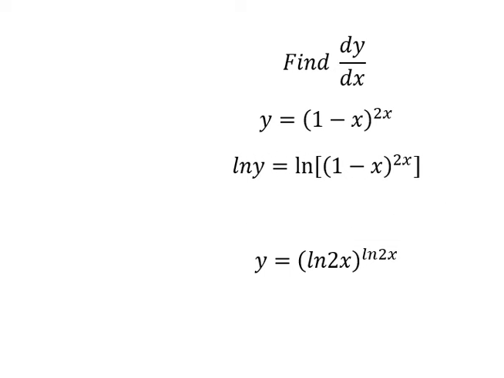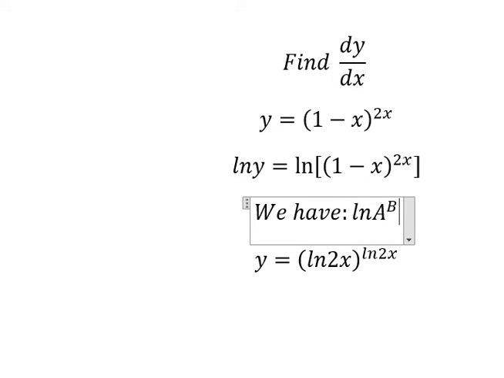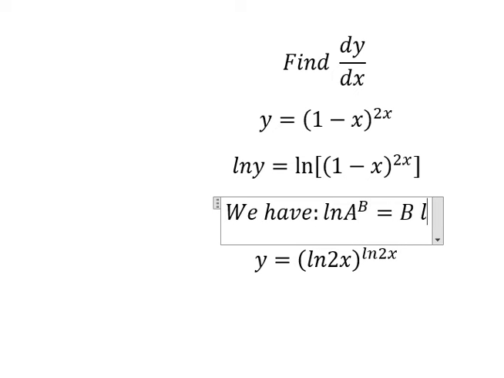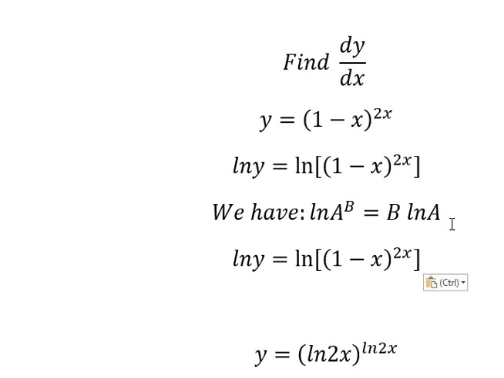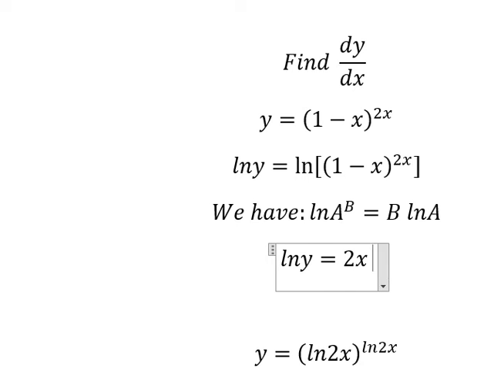So we have the formula ln a to the power of b equals b ln a. So this one, we need to transform this one into this one, and we have y equals 2s ln of 1 minus s.